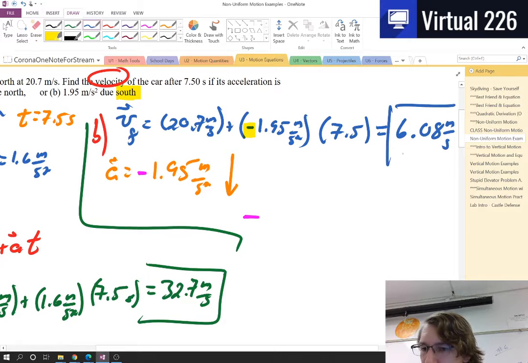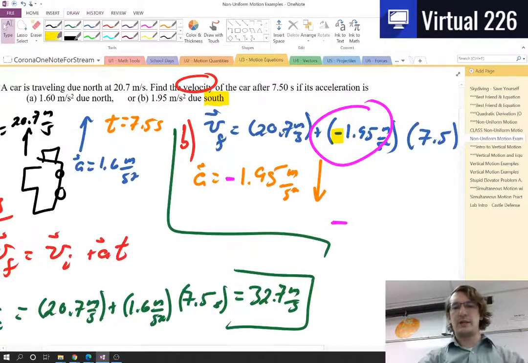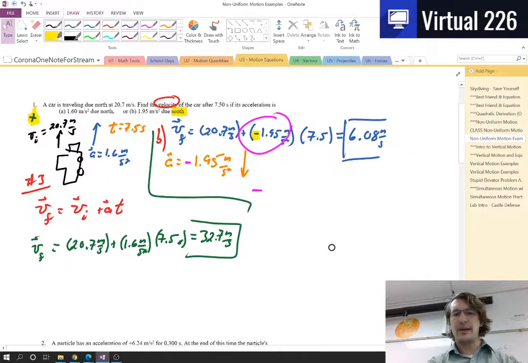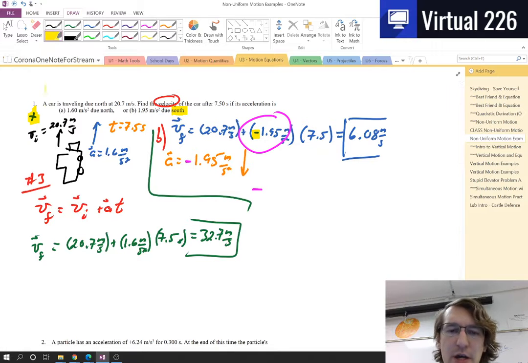Okay, so very similar equation, but we had to be sure that we had a negative value there for the acceleration because it was pointing in an opposite direction. But with that, it wasn't a bad problem. We simply draw a picture, identify our variables, pick an equation, in this case it was number 3, and then plug in values and solve accordingly.